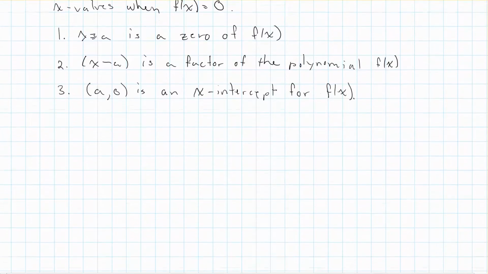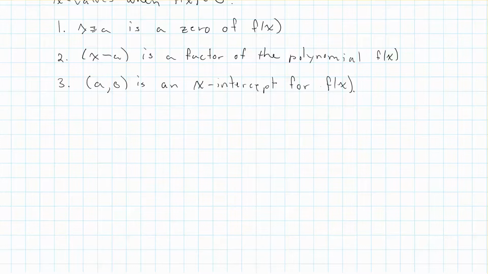Now, before we actually do any examples with finding them, because we've done that before, we're really going to use examples of sketching along with finding here. So what do we have here? Well, repeated zeros.